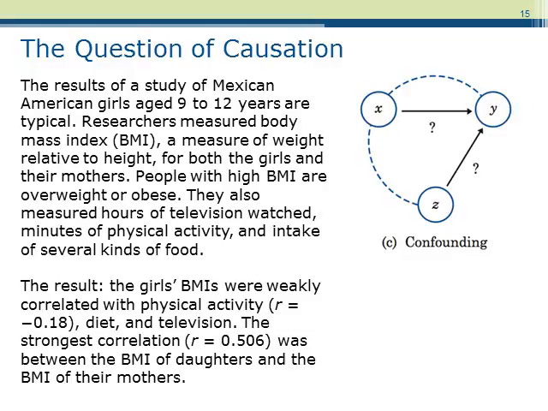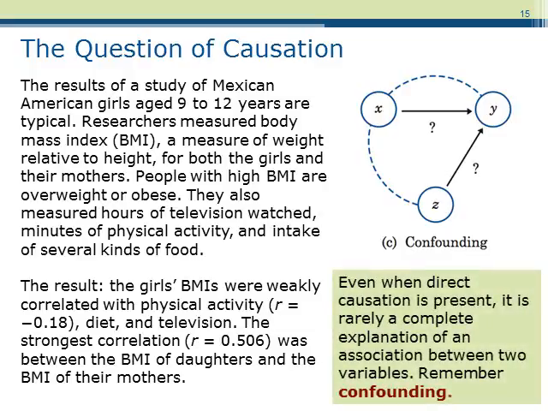In addition, even if there is a cause and effect relationship present, it is often not a complete description of the association. So let's look at another example. Researchers measured the BMI of several Mexican American girls aged 9 to 12. They were interested in investigating the relationship between BMI and lifestyle choices. They found that the girls' BMIs were weakly correlated with physical activity, diet, and television usage. The strongest correlation they observed was between the girls' BMI and their mother's BMI.